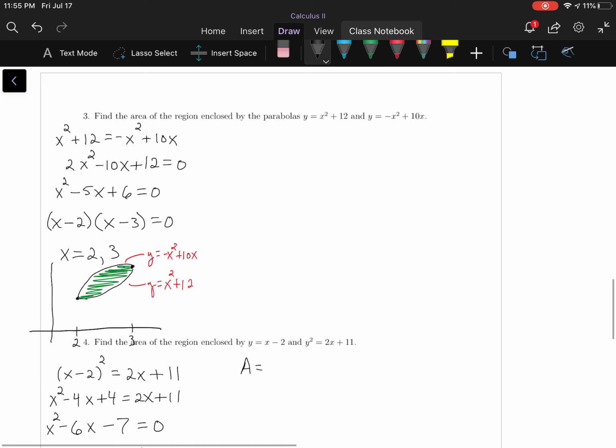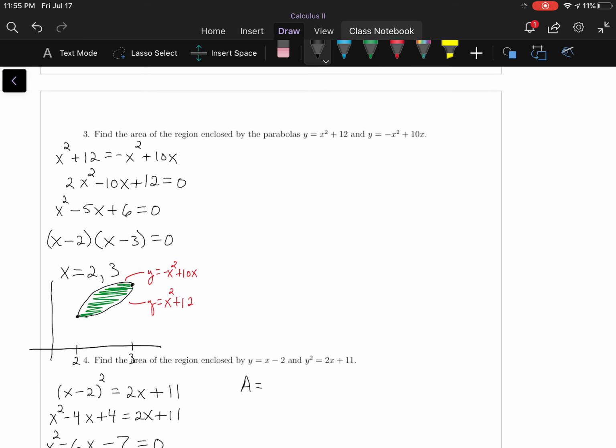Problem 3, I started a little bit, but I'll explain it in a moment. We want to find the area of the region enclosed by the parabolas that are given here. I've got a sketch of that in the bottom left. The top function is the function with the negative x squared, and the bottom function is the one with the positive x squared in it.